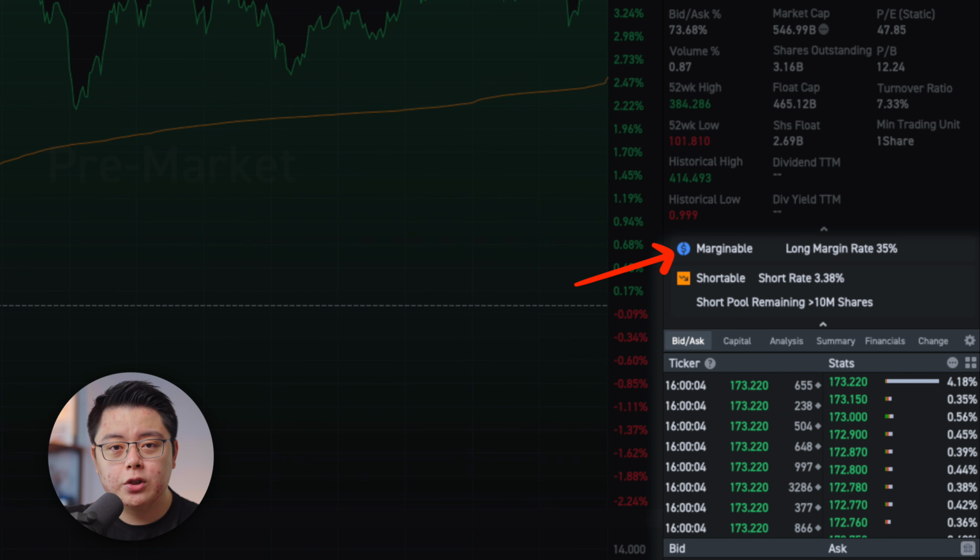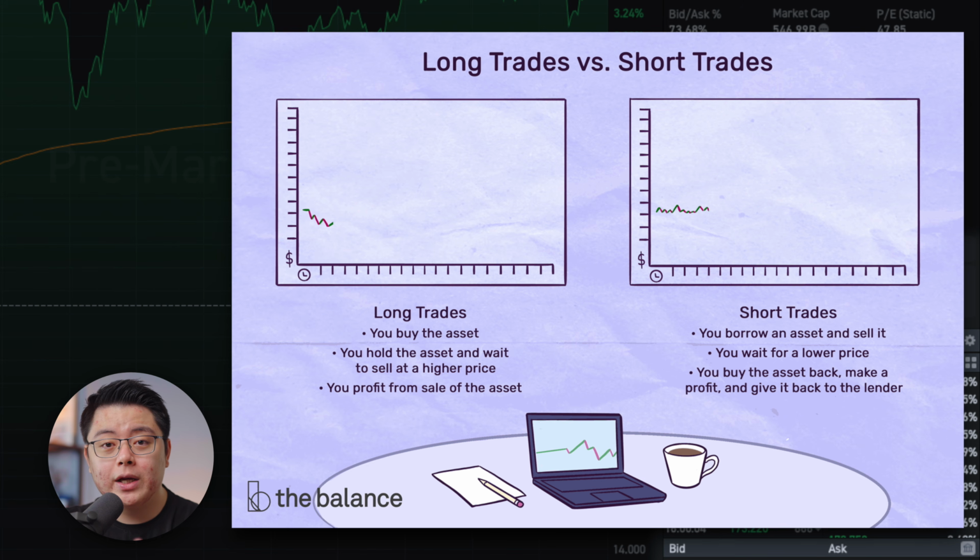that for now. And this section shows more margin info, and marginable means you can take a margin loan to buy Tesla stock. We're not gonna touch that for now. Shortable means you can short sell this stock, and for those of you that are not familiar with this, basically there are two ways that you can make money from trading and investing. One is short and another one is long.